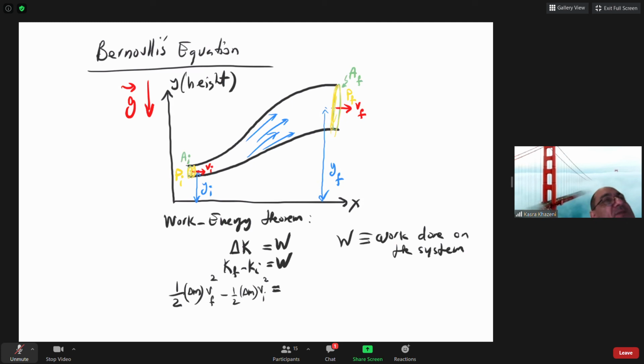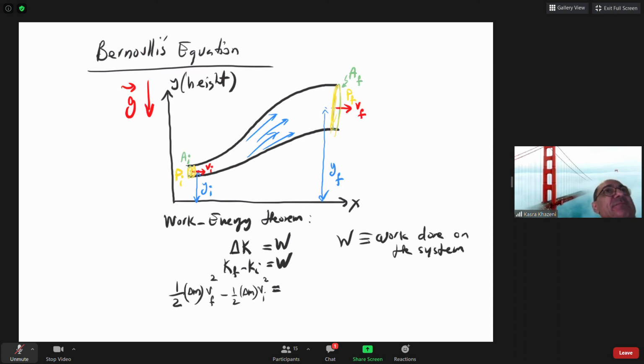Now, the right-hand side of this equation is a little bit involved, so you need to pay close attention. Okay? So there are two contributions to the work done on the system, which is the term on the right.